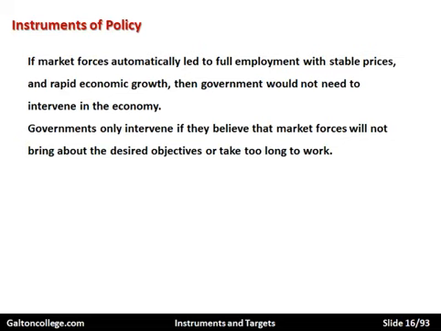Governments only intervene if they believe that market forces will not bring about the desired objectives or take too long to work. So governments will first of all examine the situation to see if the market can bring about a solution. If it does, then the government should stay out. But if it believes that the market will work, but it will work very slowly, or it may not bring about exactly the outcomes required, then the government may intervene to try and regulate what's happening.